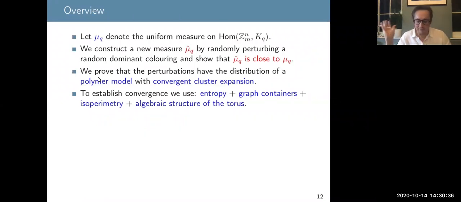To prove the convergence, we use a number of different tools: entropy methods, graph containers, the isoperimetric inequalities in the torus, and some of the algebraic structure in the torus. But today I really want to focus on these statistical physics tools of polymer model and cluster expansion.